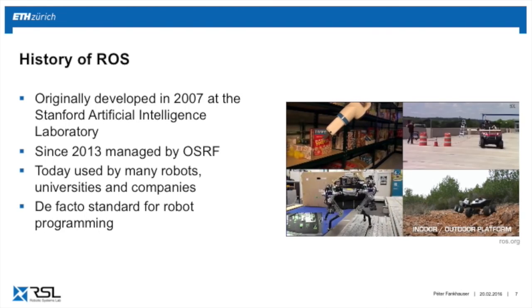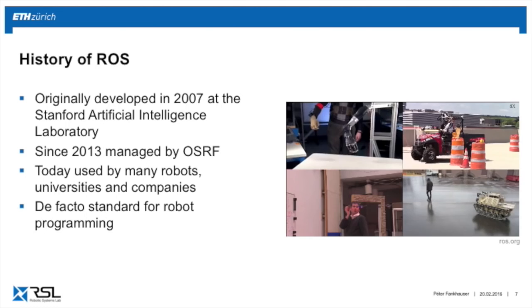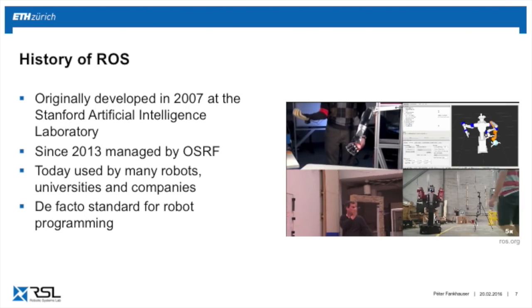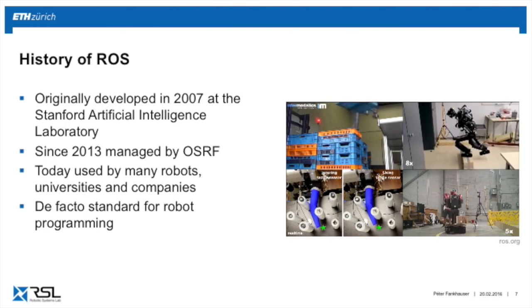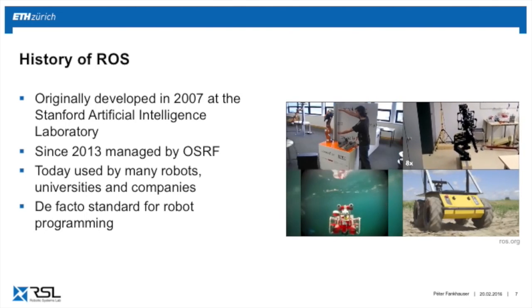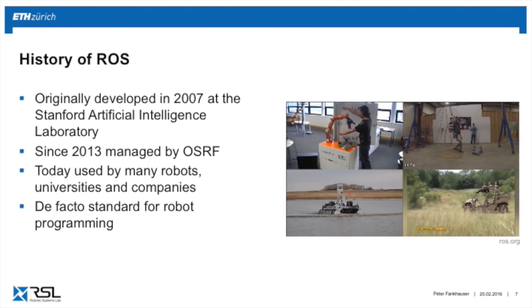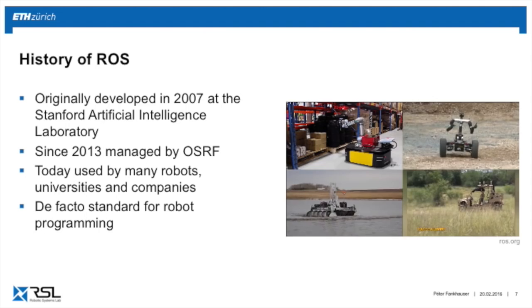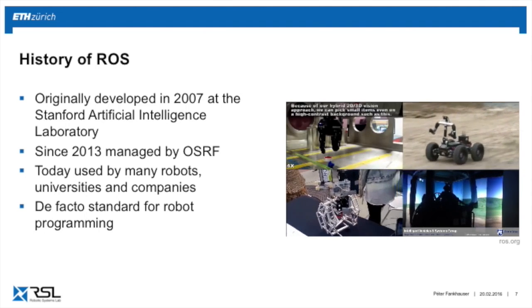A little bit to the history of ROS. It was developed in 2007 at the Stanford Artificial Intelligence Laboratory, and then was managed by Willow Garage, was taken over, and since 2013 is now managed by the Open Source Robotics Foundation. Today, ROS is used by many, many robots, and you see some of them in the videos. These range from universities to companies who use this in their system.